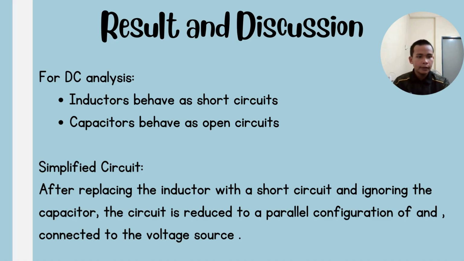After that, we can simplify the circuit. We replace the inductor with a short circuit, effectively removing it from the equation. We also ignore the capacitor, treating it as an open circuit. As a result, the circuit is reduced to a simple parallel configuration of the resistors connected directly to the voltage source. This simplified circuit makes it easier to calculate the voltage, current, and power distribution for DC analysis.